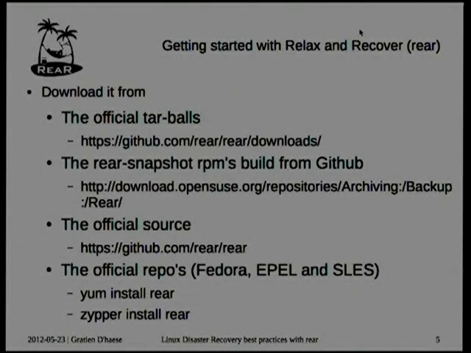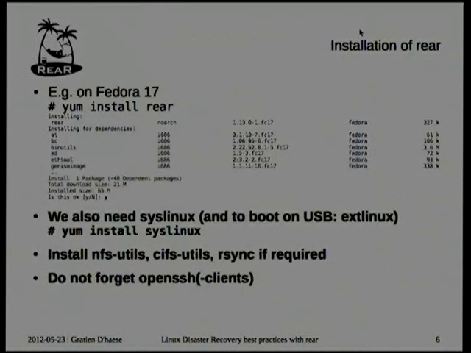By this time, you have probably all downloaded it already. If not, here are the official sources, and tomorrow we will put all the repositories there via OBS. But in Fedora, EPEL, and SUSE, it's already officially pushed, and you can install it by yum or by zypper. All right. Back to here, Fedora 17, which will be released tomorrow, hopefully. You can just do a yum install rear, and it will also automatically install all the dependencies.